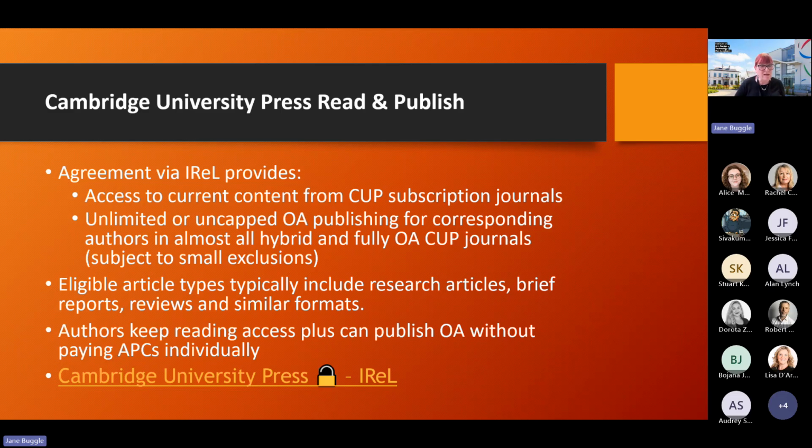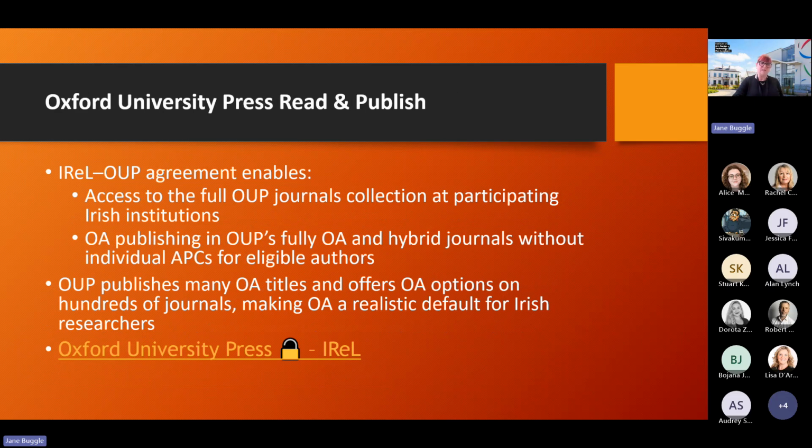On each of these, I've put a link to IRL and the agreement terms. Oxford University Press, then, the agreement enables access to the full OUP journals collection at participating Irish institutions, that's ourselves, and OA publishing in Oxford University Press fully OA and hybrid journals without paying an APC for eligible corresponding authors. And OUP is a particularly good one for us because they're moving towards making all of their content open access, with transformative agreements.